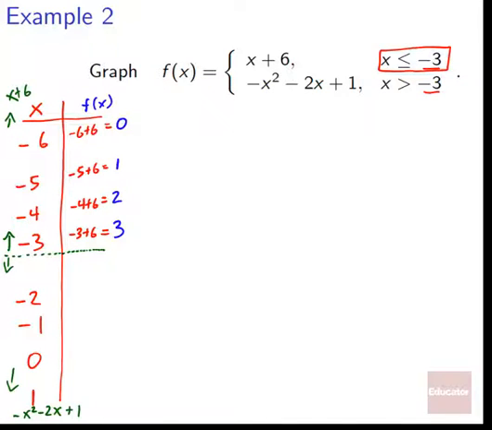Now, what about going the other way? Well, if we plug in negative 2 into negative x squared minus 2x plus 1, we've got negative 2 squared minus 2 times negative 2 plus 1. Let's plug in all of them, then we'll just do them at once. Negative 1 squared minus 2 times negative 1 plus 1. Negative 0 squared minus 2 times 0 plus 1. Negative 1 squared minus 2 times 1 plus 1. What do these all come out to be?